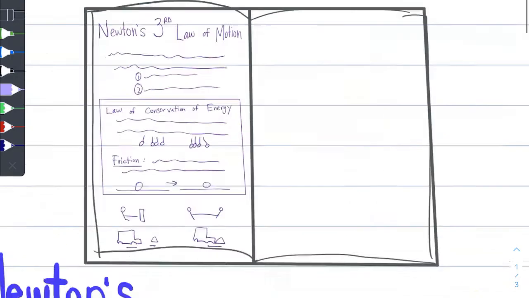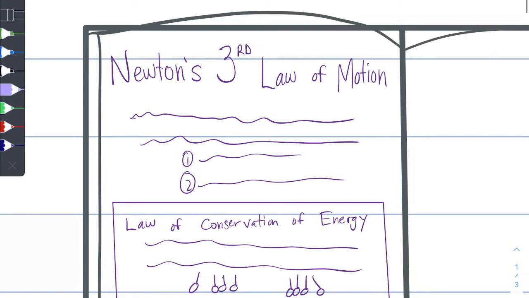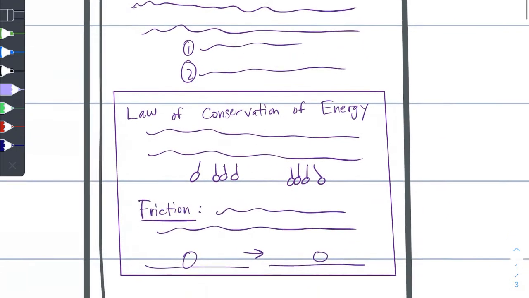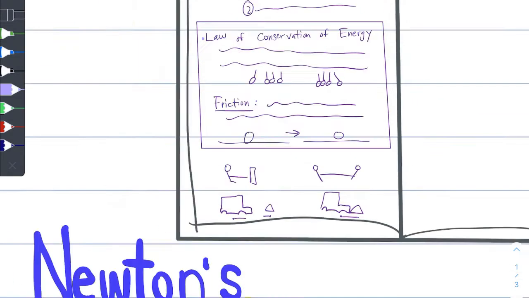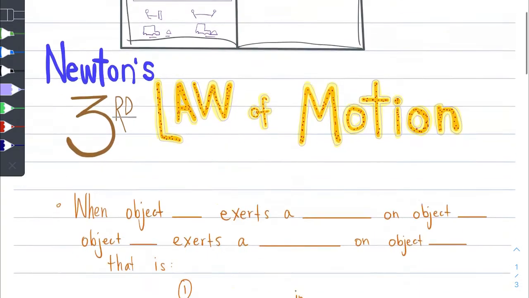And today we're going to look at Newton's third law of motion. So go ahead and put your title on your page that says Newton's third law of motion. We will define it. We'll also look at some other things like we did in the second law of motion that will help enhance our definition and understand it better, like the law of conservation of energy and friction. And then we'll do some examples at the bottom of our page.